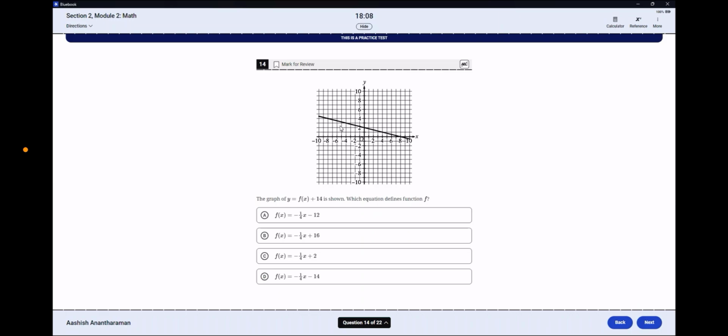Which equation defines function f? So this is y equals f of x plus 14. So y equals f of x is just going to be whatever this is, down 14. If we look at the slope, the rise is negative 1, the run is 4, so it's going to have a slope of negative 1/4, and the y-intercept is 2. So you just bring it down 14. You're going to have negative 1/4 x minus 12. And again, if f of x plus 14, you're going to get the equation on the screen.